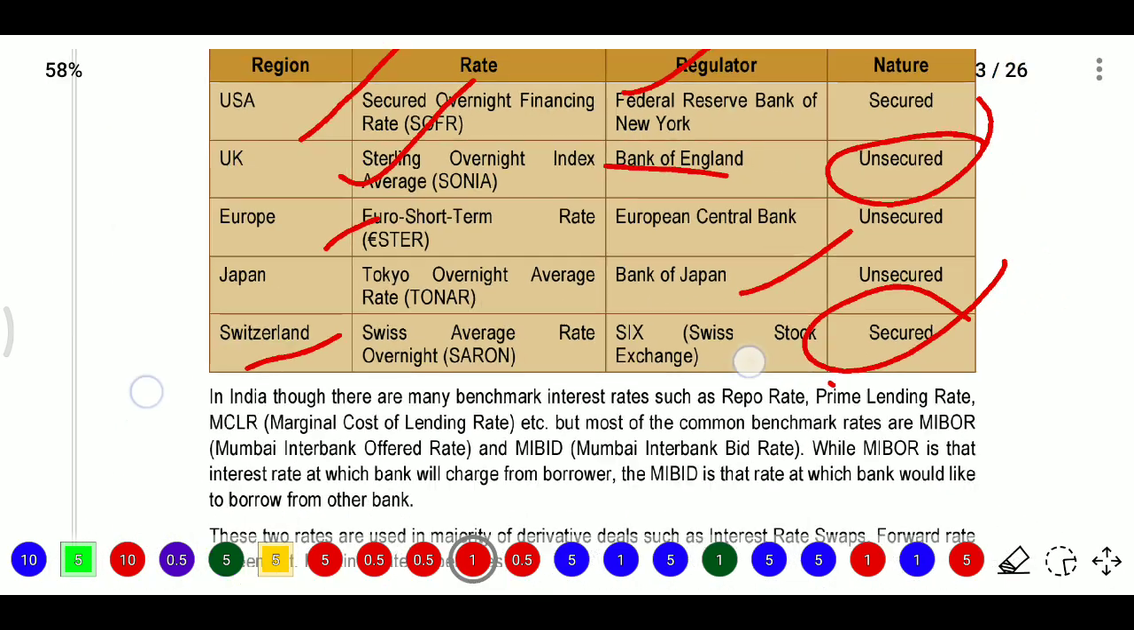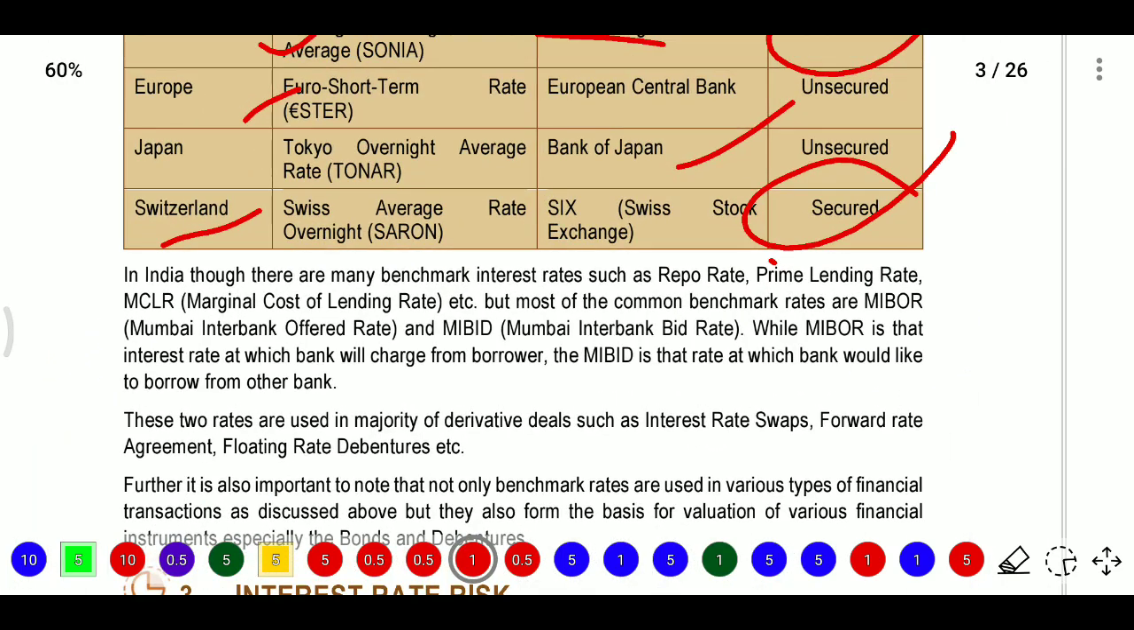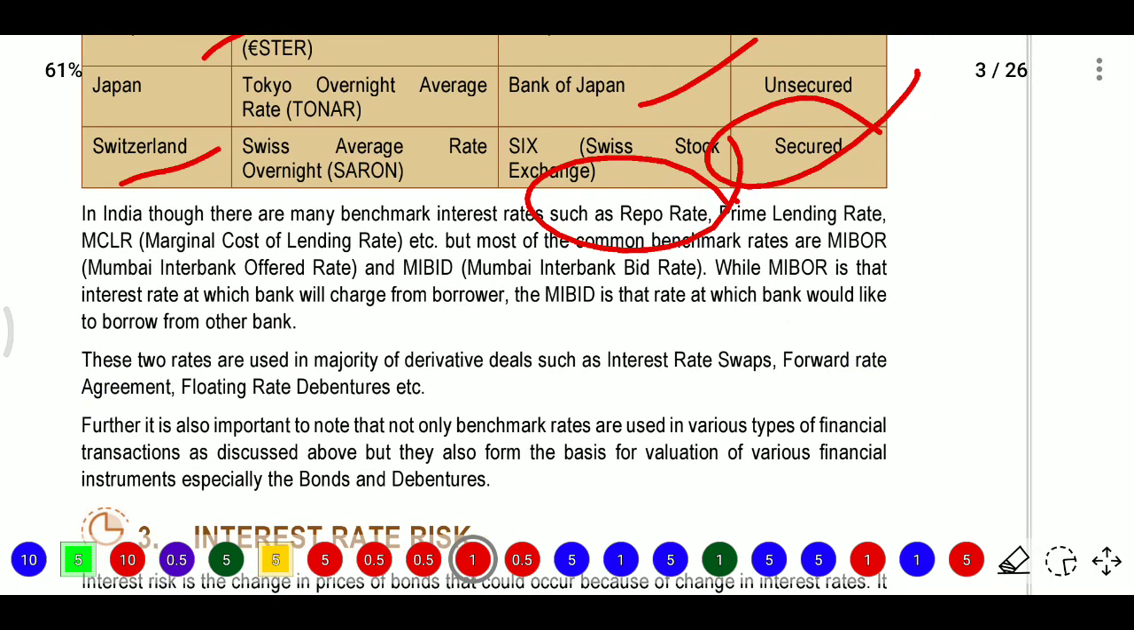So instead of LIBOR, the London Interbank Offered Rate, we use these different rates. In India we have benchmark interest rates such as the repo rate, prime lending rate, and MCLR, the marginal cost of lending rate, etc. But the most common benchmark rates are MIBOR and MIBID, the Mumbai Interbank Offered Rate and Bid Rate. MIBOR is the interest rate at which a bank will lend to a borrower, while MIBID is the rate at which the bank would like to borrow from others.